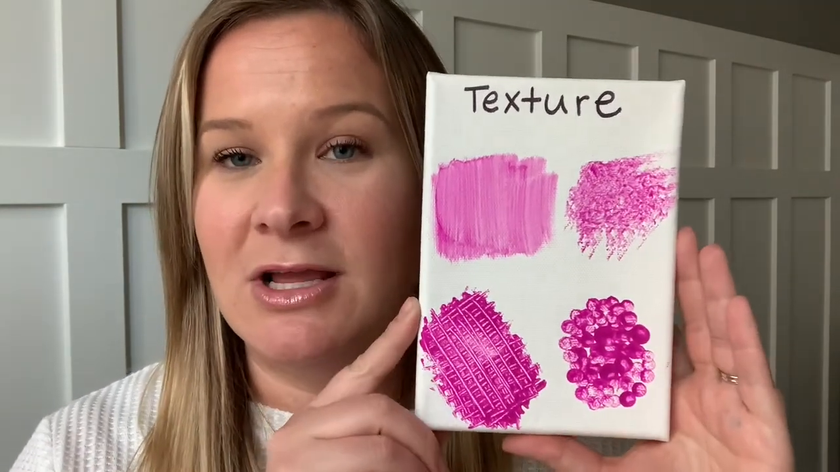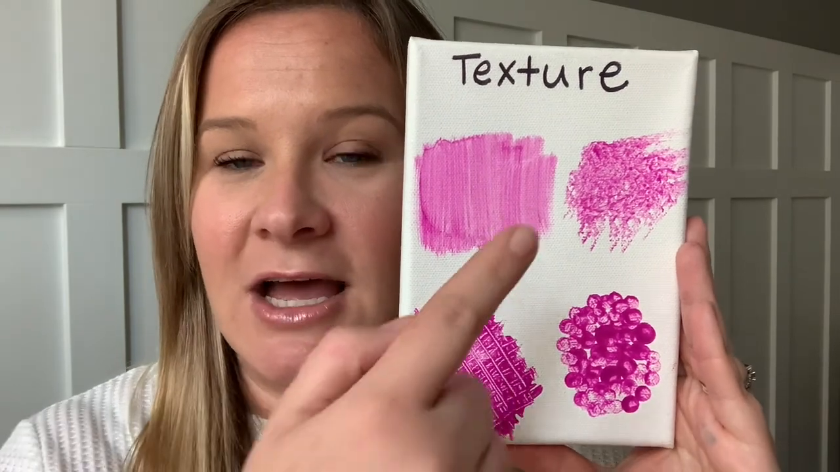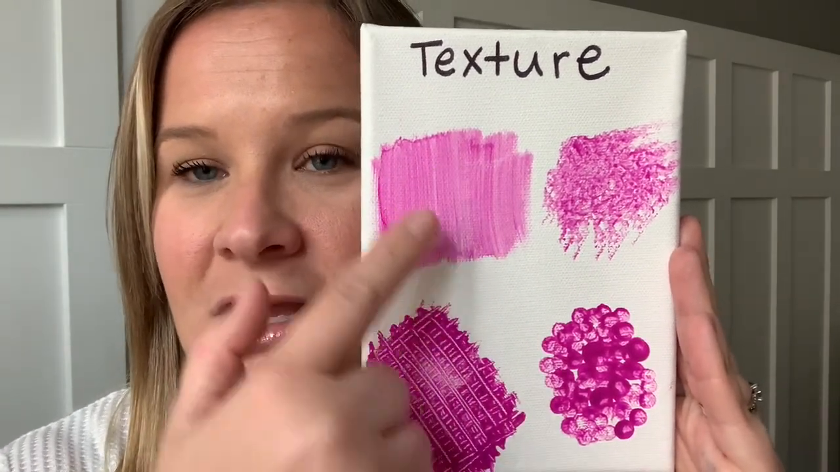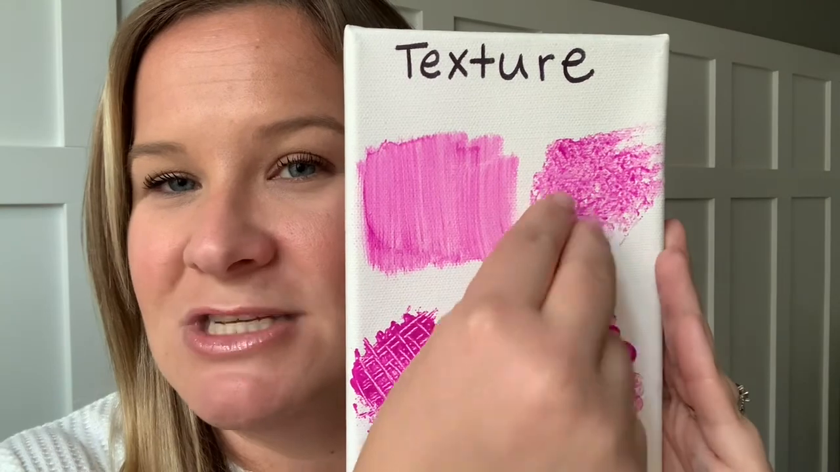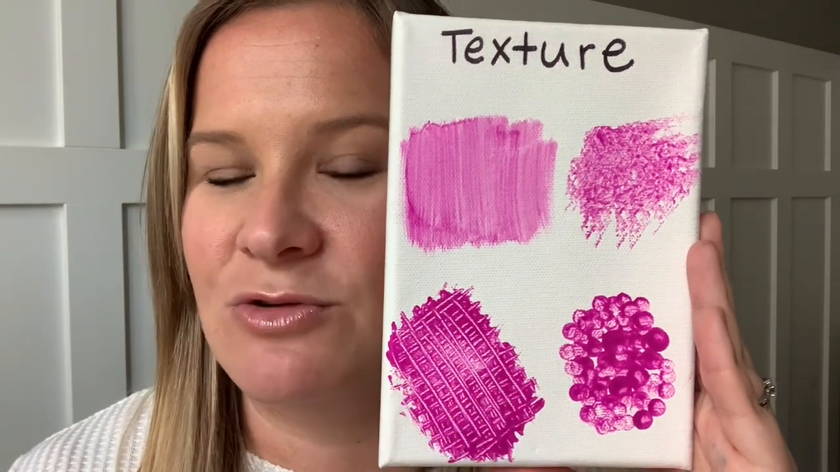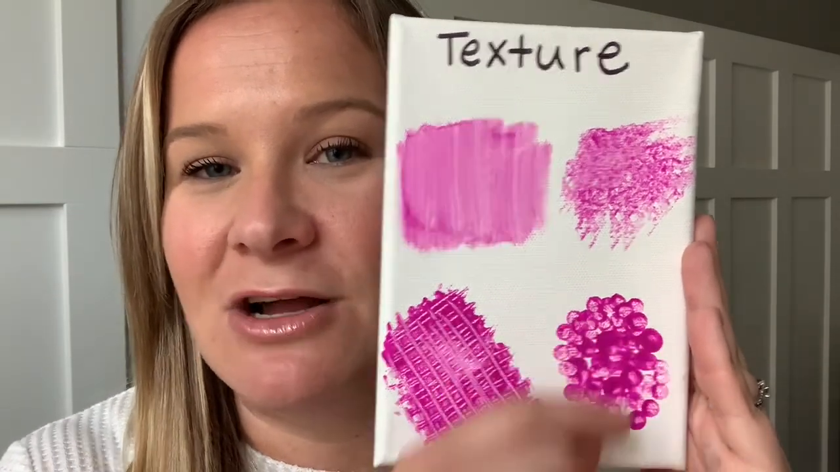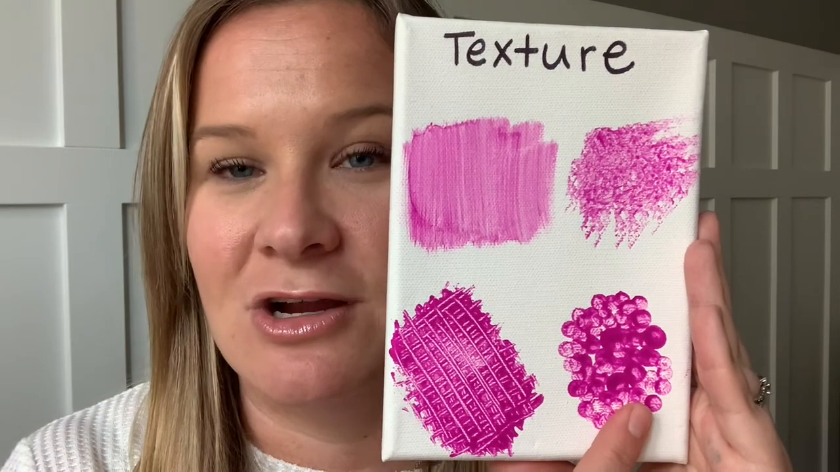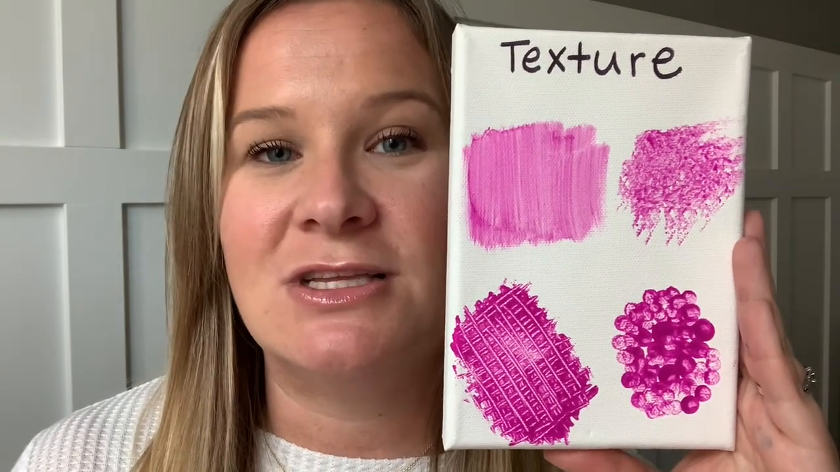So I have a little example for you. You ready? I made this board, and these four spots here are the same purple paint, but the texture on each one is different. I used a brush to make this texture. It sort of has lines and it's nice and smooth. I used a sponge to dab this texture here. Then I used a fork and I dragged it across the paint to create another texture. And on this one, I used an eraser and I dabbed it on to give the paint another texture. So even though this is the same paint four times, it all has different textures.